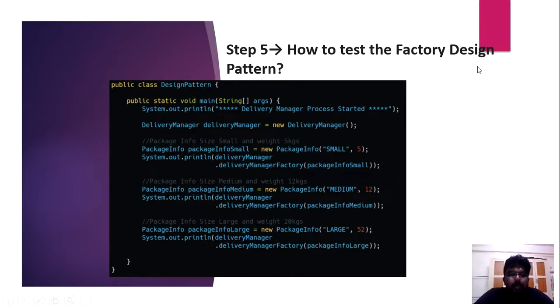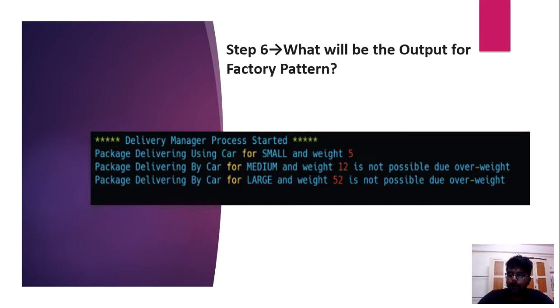Here you can see that we are accessing the delivery manager factory, in which we are accessing the package info that is small. Here we are accessing the package info medium, and here the package info large, based on the weights that we are going to provide as test input. Now the factory proxy pattern class.